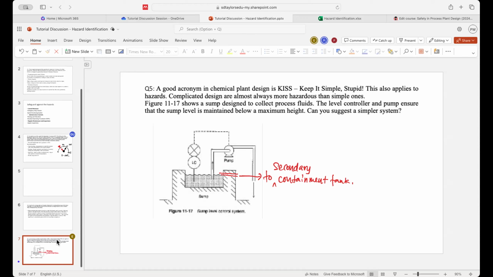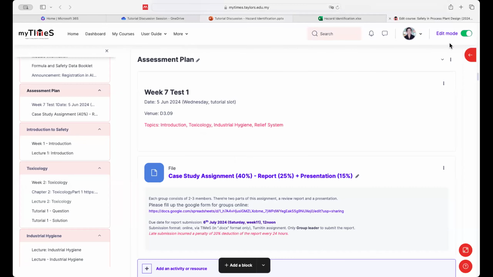Any questions? If no, then that's it. It's already 12. Next week is your test 1 on Wednesday. Yeah, we are using our tutorial slots for the test. There's no change in the venue because there's only 7 of you. So we are going to use the X space. I'm going to split 2 tables with 2 people, then the rest 1 table, 1 person.